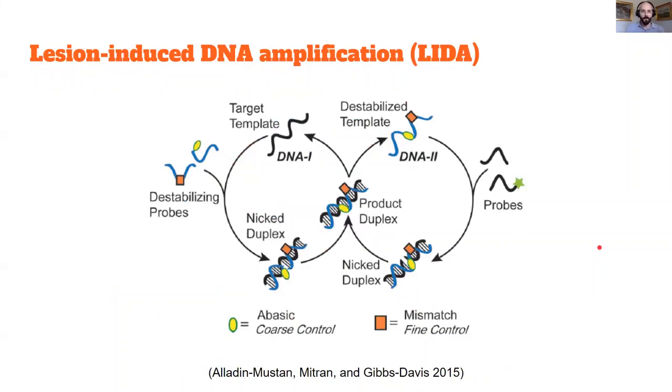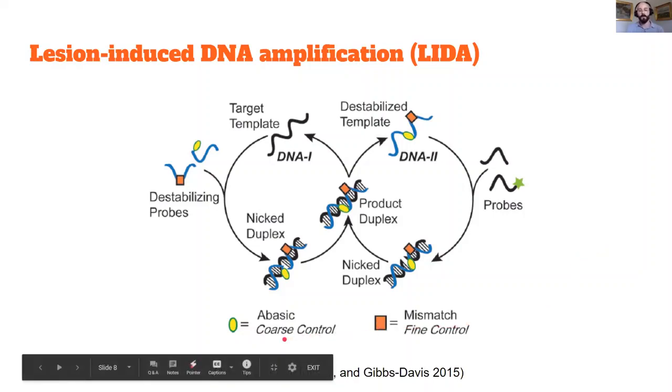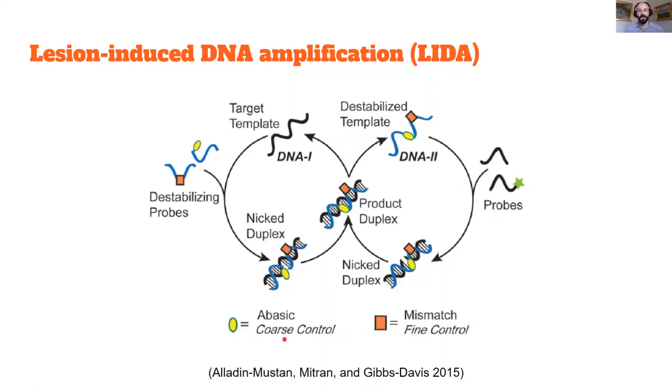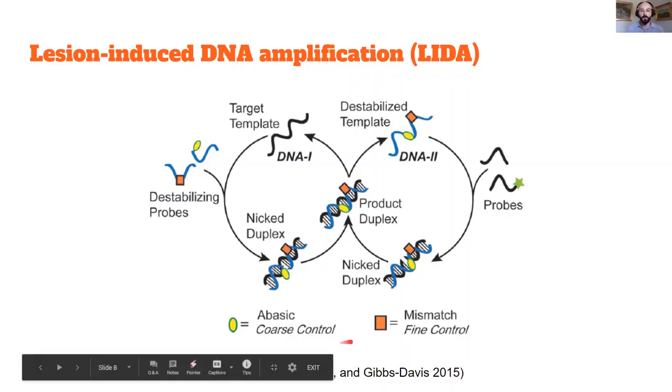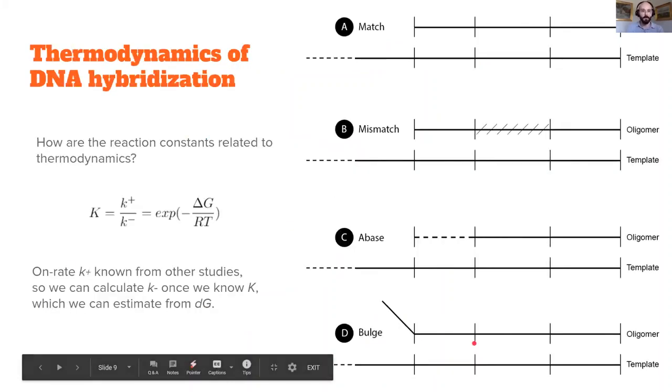Steen also presented a system by Julian Gibbs-Davis and others called Lesion Induced DNA Amplification, or LIDA. And this allows us to control the reaction constants in a sense. We can introduce new components like an abasic site, which is basically just a nucleotide without the base. And that is more destabilizing than a regular nucleotide match. We can also introduce a mismatch to gain a fine control of the stabilization.